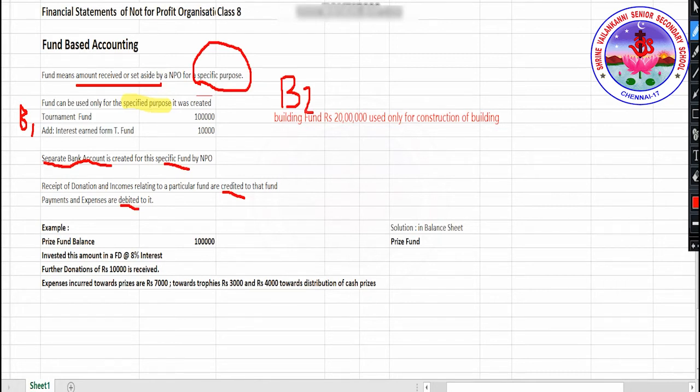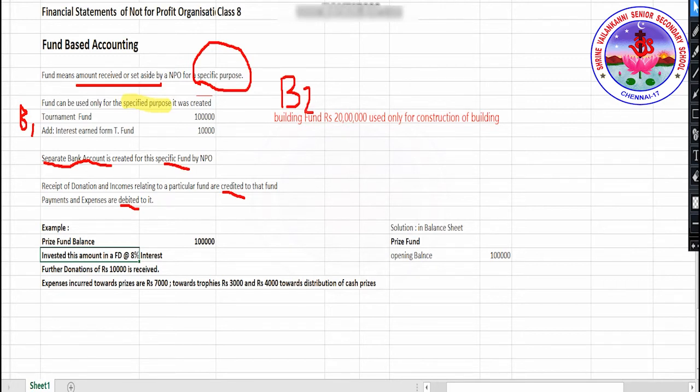Okay, so we are going to discuss an example. Prize fund balance is 1 lakh. What is the opening balance? Please do your workings simultaneously. The opening balance is rupees 1 lakh. Now this amount is invested in an FD at 8% interest. So 1 lakh is invested into an FD for 8% interest.